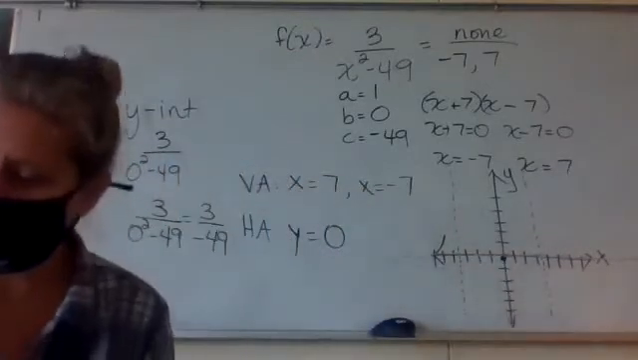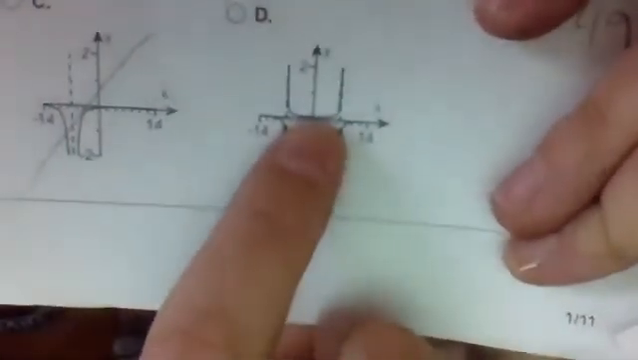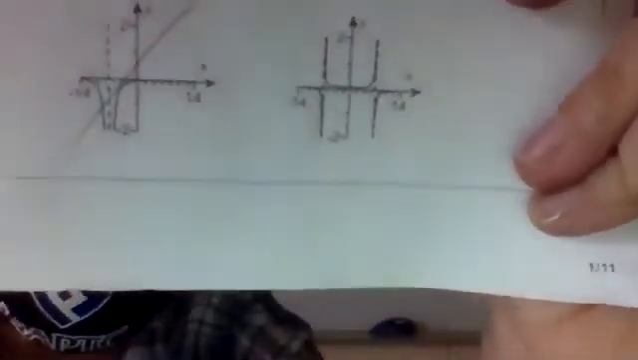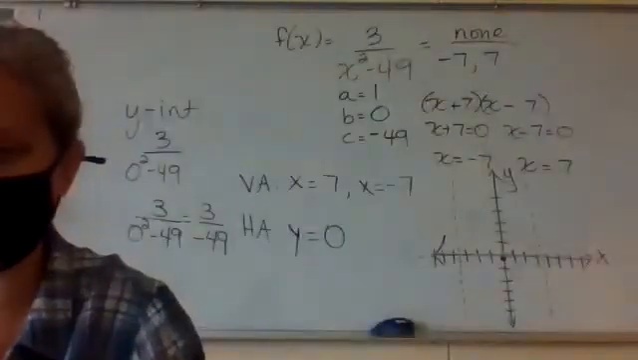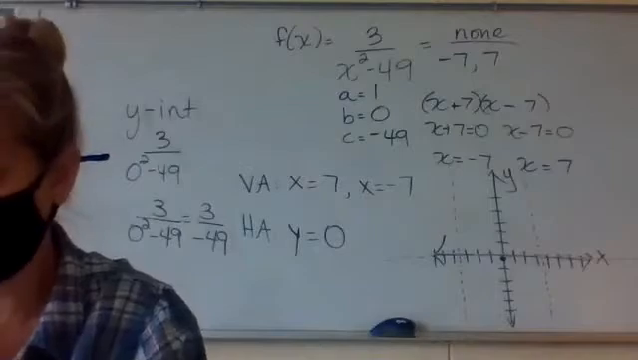Now look at A and D. Look where A crosses, a little below the origin, but look where D crosses. You see how it's a little above the origin. So it's crossing the Y-axis on the positive side of the Y. So that's why you would narrow it down to the A graph. Okay?